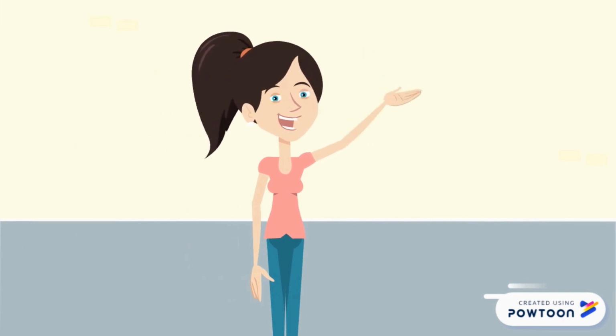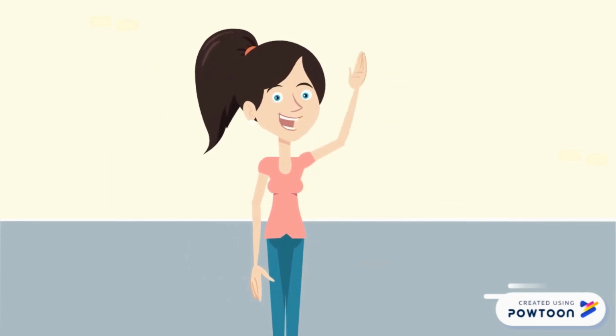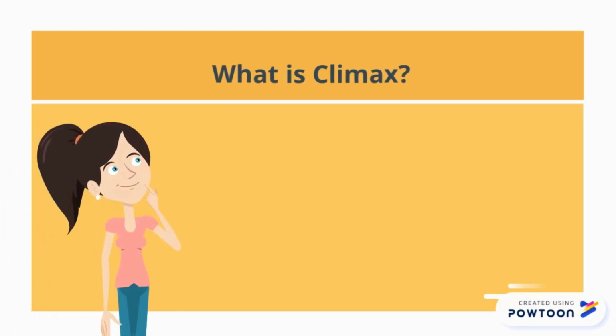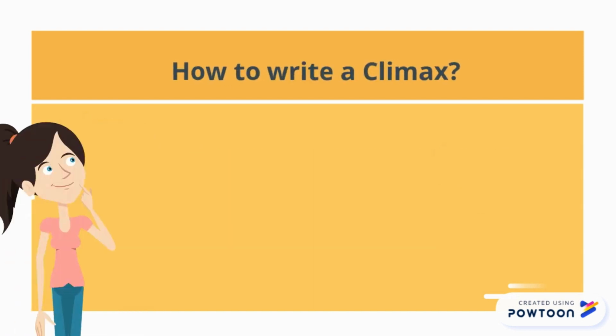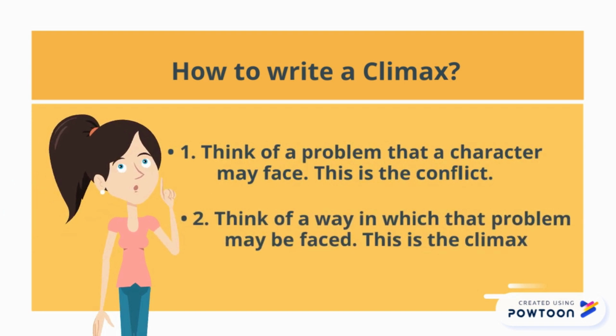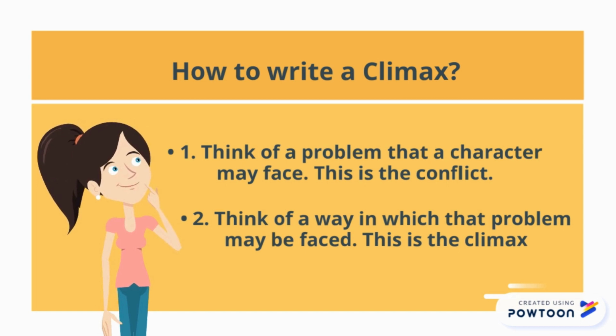Hi, I'm Shasha and I'll be talking about the conflict. To create a story with a climax, it is necessary to begin with a conflict. Without a conflict, there can be no climax. To create a climax, first, think of a problem that a character may face. This is the conflict. Then, think of a way in which that problem may be faced. This is the climax.